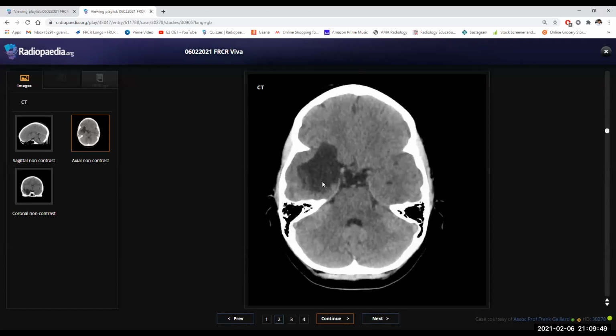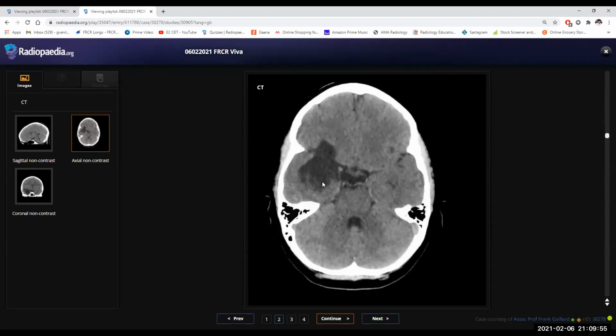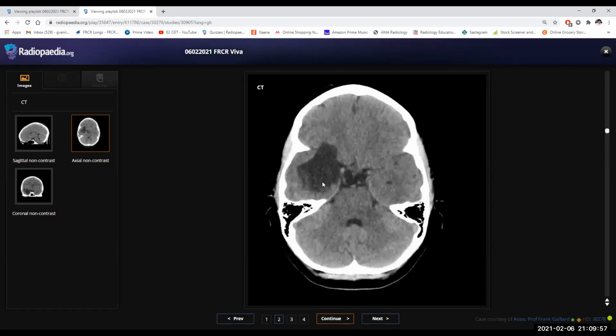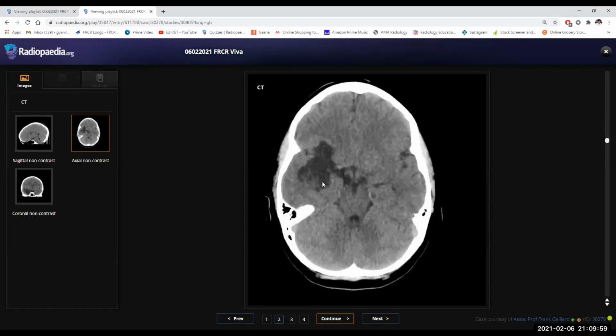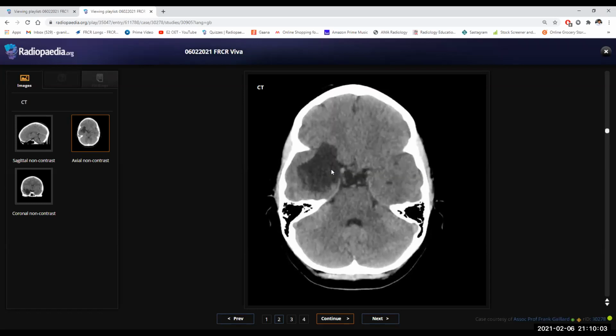The lesion seems predominantly cystic. At least on this non-contrast, I cannot see any solid element within it. It is in close approximation, in close vicinity to the vessels as well.